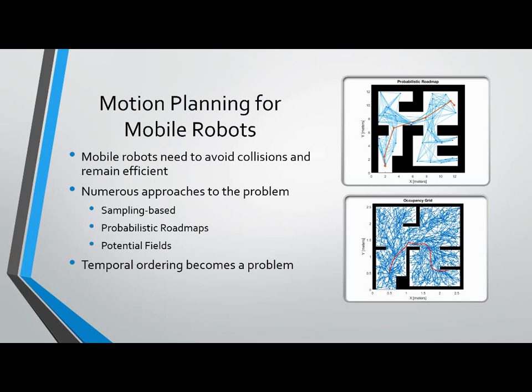There have been numerous approaches to the problem, either sampling-based ones, which put out a bunch of random points into the mapped environment and then check for collisions, and then try to basically interpolate between the source and the series of points to the destination.